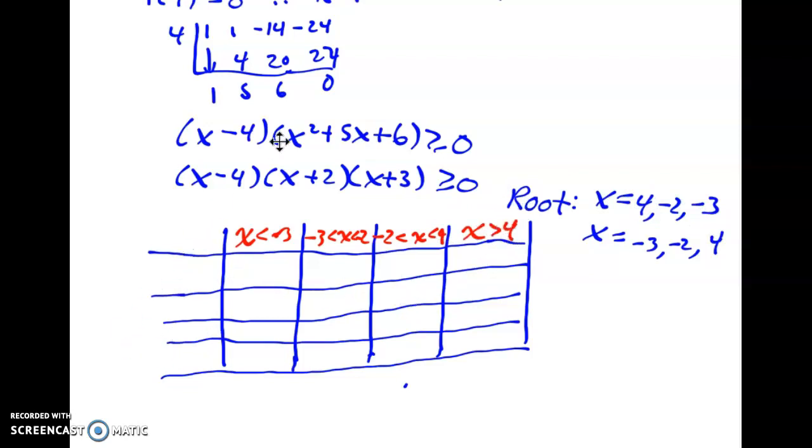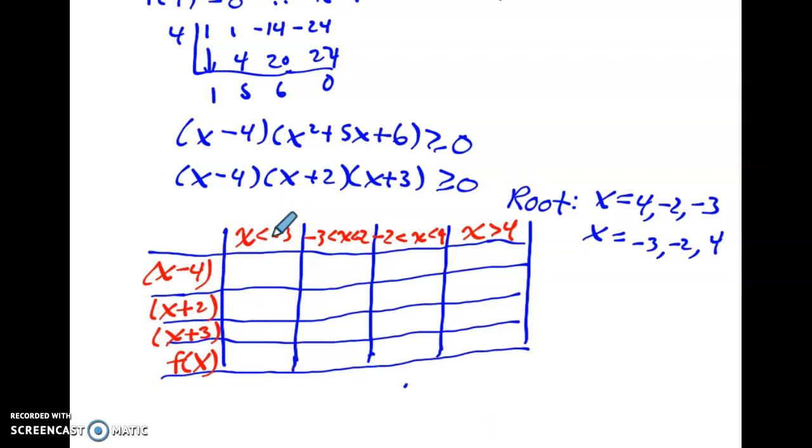And then along the side here, I'm going to write in all my brackets. So I have x minus 4. I have x plus 2. I have x plus 3. And then I have my entire f of x, so my entire function. Okay, and then just like the sign line, in each of these intervals, we're going to choose a test value and we're going to plug it into each of these brackets.